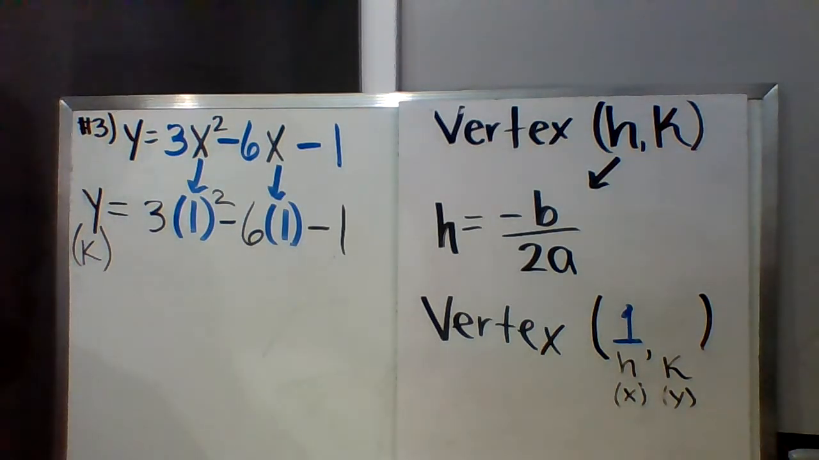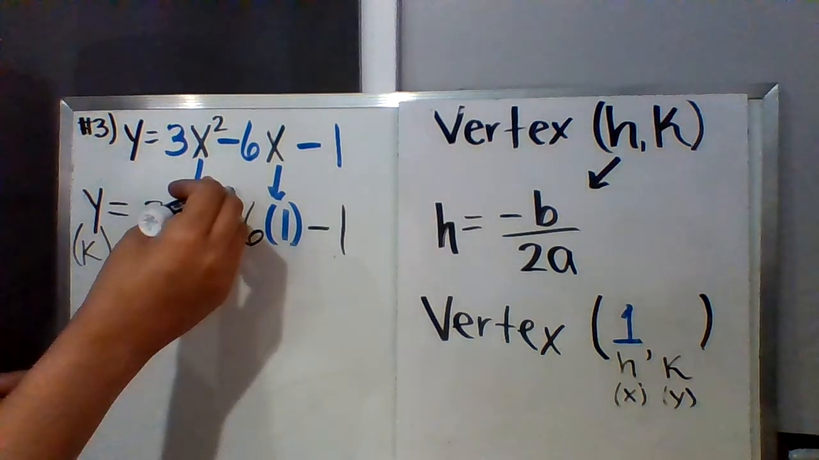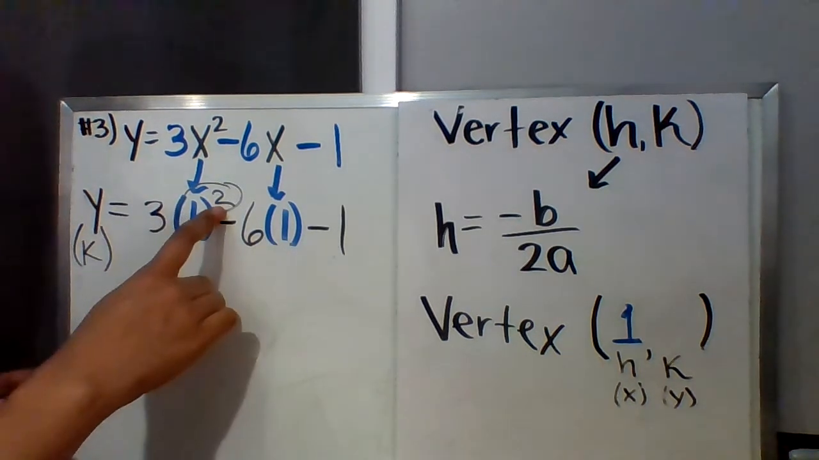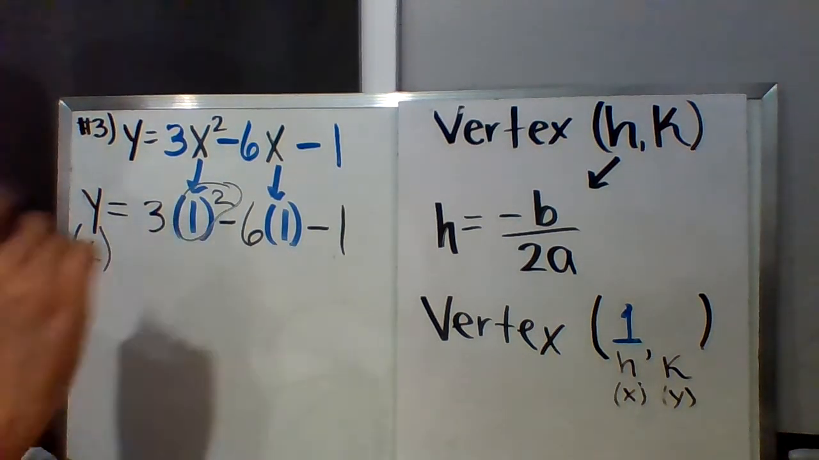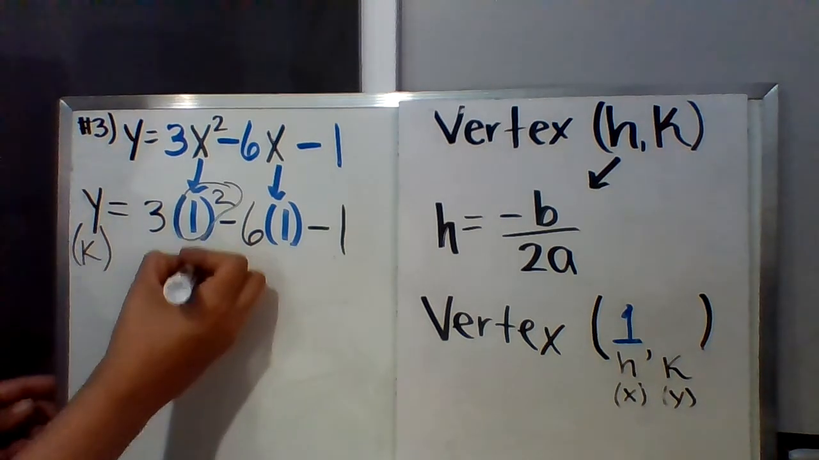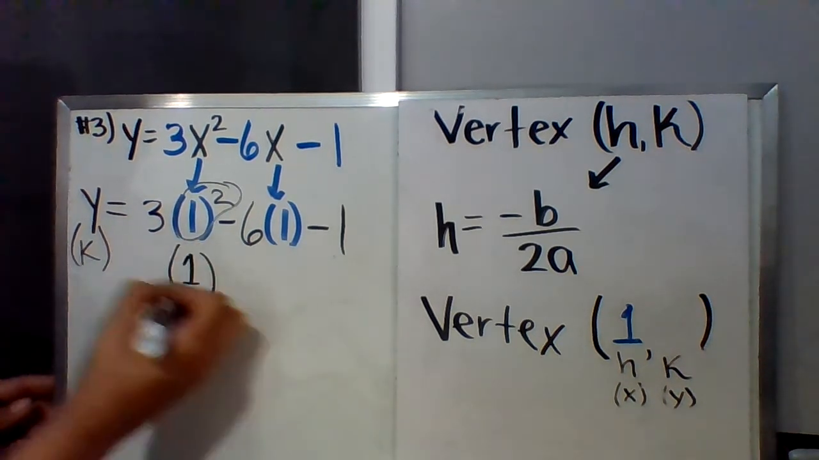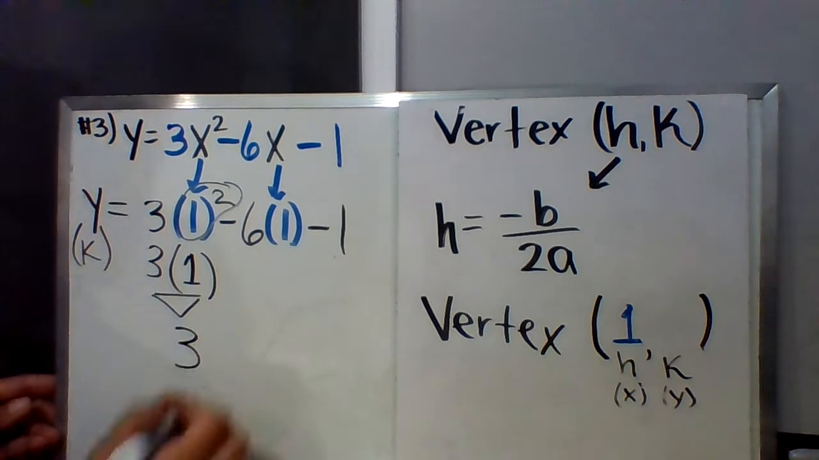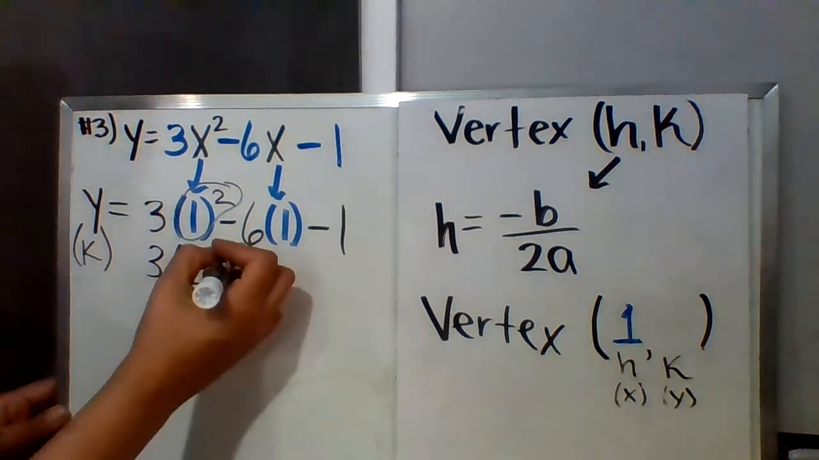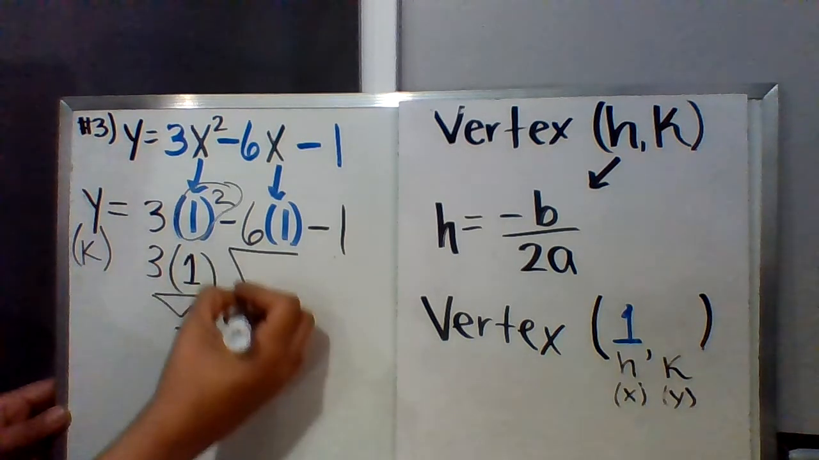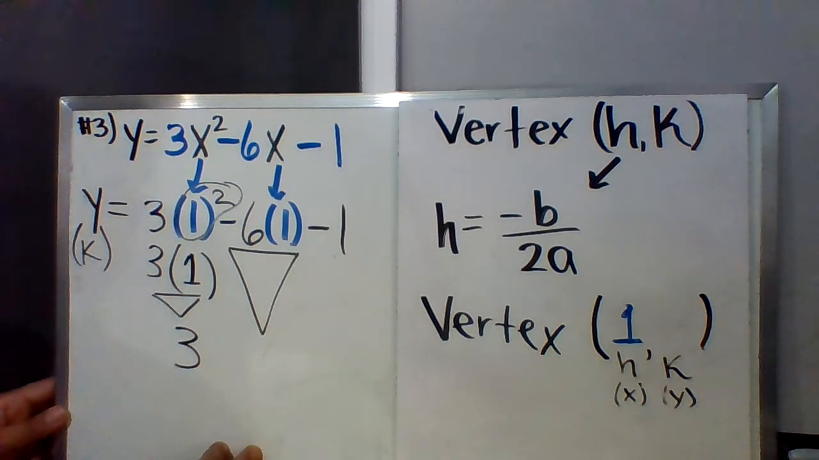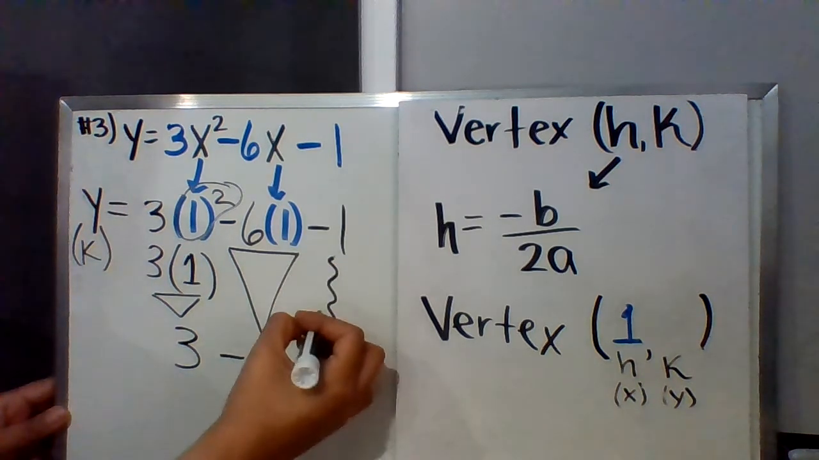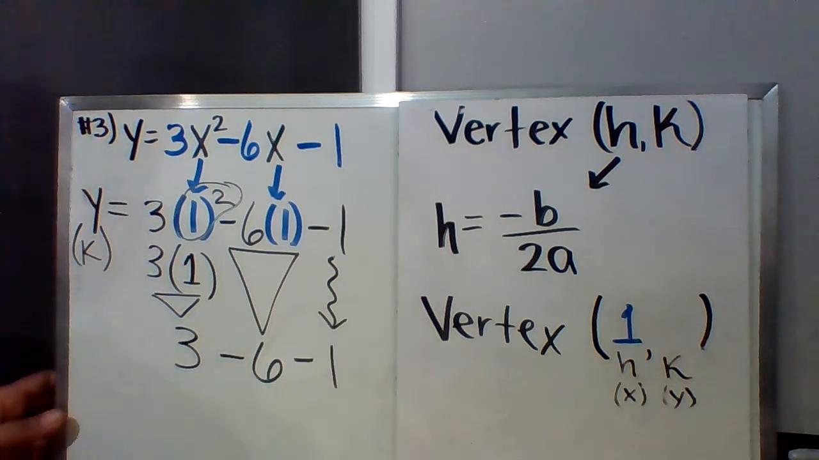Okay, the next thing we're going to do is always do the power first. 1 to the second power, that just means they want 2 of these. What's 1 times 1? Well, that's 1. What's 3 times 1? Well, that's 3. Okay, let's go over here. What's -6 times 1? Well, that's going to give us -6. And then just drop this -1 over here.